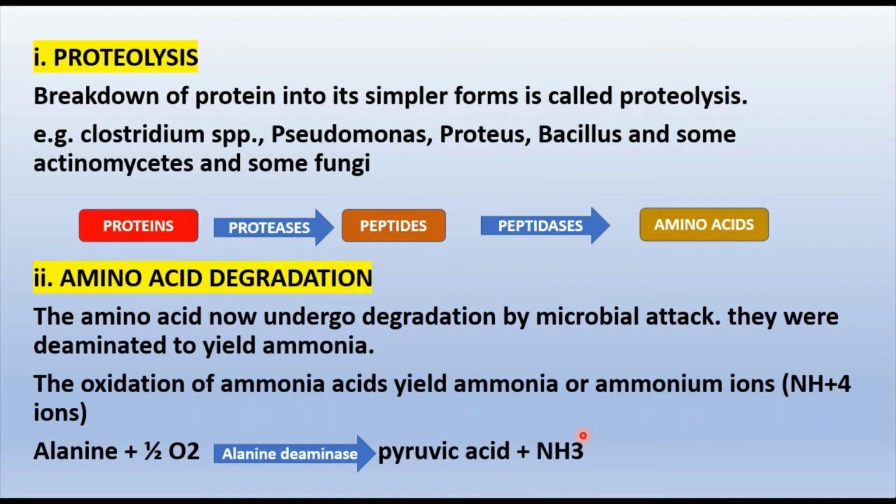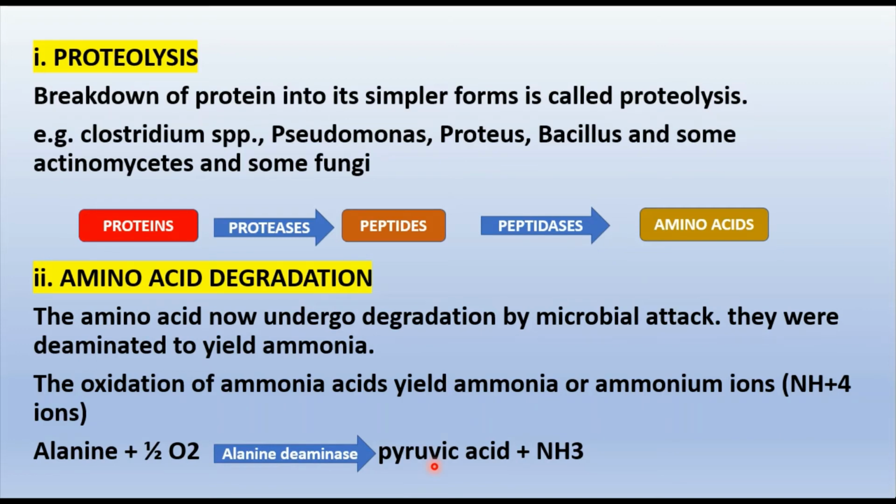Microorganisms exhibit several variations of deamination reactions in soil, and one of the end products is always ammonia or ammonium ions. So you have to remember the ultimate end product is always ammonia or ammonium ions. For example, here I have given you alanine as an amino acid, and it undergoes a reaction releasing pyruvic acid and ammonia in the presence of alanine deaminase. So this is the third step, ammonification, in which we had the two steps, proteolysis and amino acid degradation.